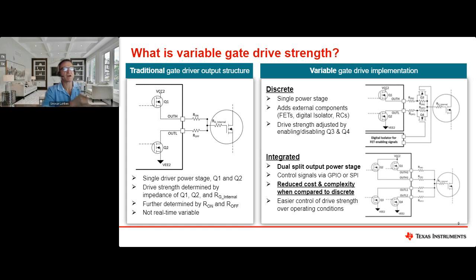But now the smarter way, of course, is to integrate this implementation into the gate driver, and we've done that. What you see on the bottom right is our new driver, where we integrate a dual split output power stage. So now we integrate 4 FETs, because not only do we give you adjustment control, we also give you separate turn on and turn off control of the power switch per output. And what that does is completely eliminate the discrete circuit, reduce cost and complexity, and it's much easier to control.